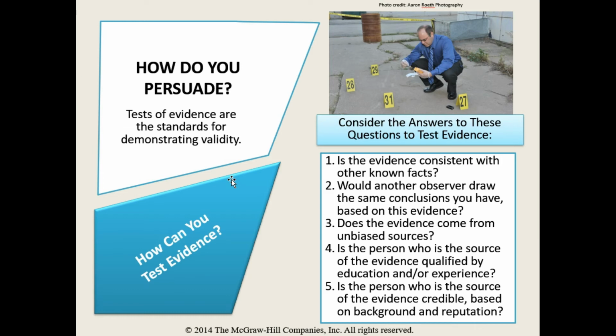So how can you test evidence when you're wanting to provide it to an audience to believe them? You have to think these questions. Is the evidence consistent with other known facts? Would another person draw the same conclusion you have based on the exact same evidence? Does the evidence come from unbiased sources? This is really big in the news. If you're following politics, and I'll just say it out loud, the Trump issue and the Russian conspiracy, do you think that it is unbiased sources that are providing all this information?